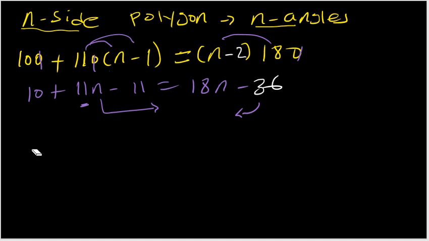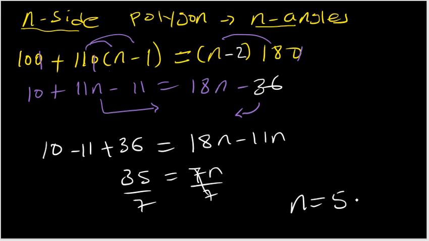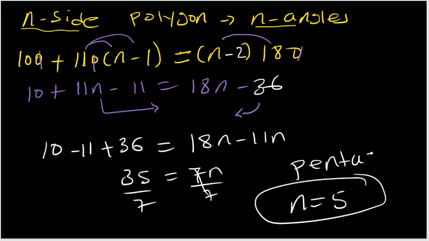Therefore, let's correct it again. Let's reshuffle now. When we reshuffle, bring the 36. So 10 minus 11 plus 36 is equal to, this 11n will be taken there, so 18n minus 11n. Here it will be negative 1 plus 36, which is 35, equal to 7n. If you divide by 7 on both sides, n should be 5 sides. It's a 5-sided polygon, which is a pentagon.